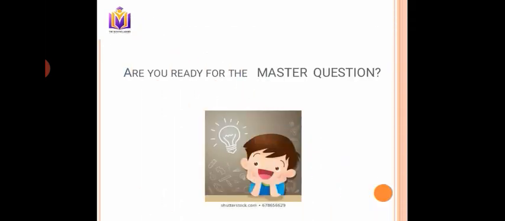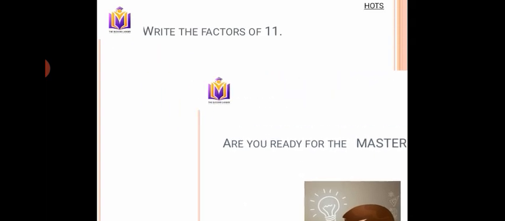So now, are you ready for the master question? You have to just think and then attempt the master question. It is basically the HOTS one. Write the factors of the number 12. You can just imagine having square tiles and how you can find the factors of 12.